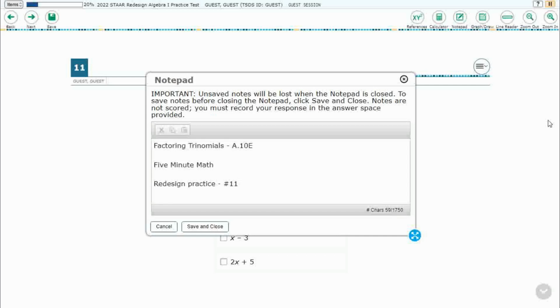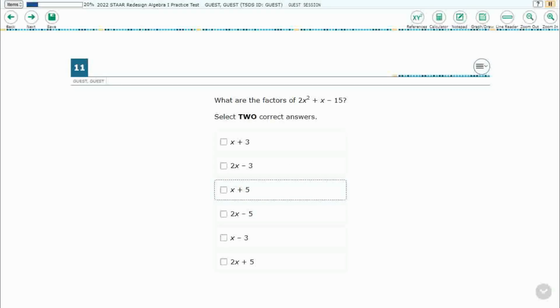Today we are looking at the Algebra 1 concept of factoring trinomials. This is standard A.10E in the great state of Texas, and we are using item number 11 off the Redesign Practice Online STAAR test. If you haven't done so already, please go ahead and take a moment to pause the video, work this problem out on your own, unpause it, and we will look at our answers together.